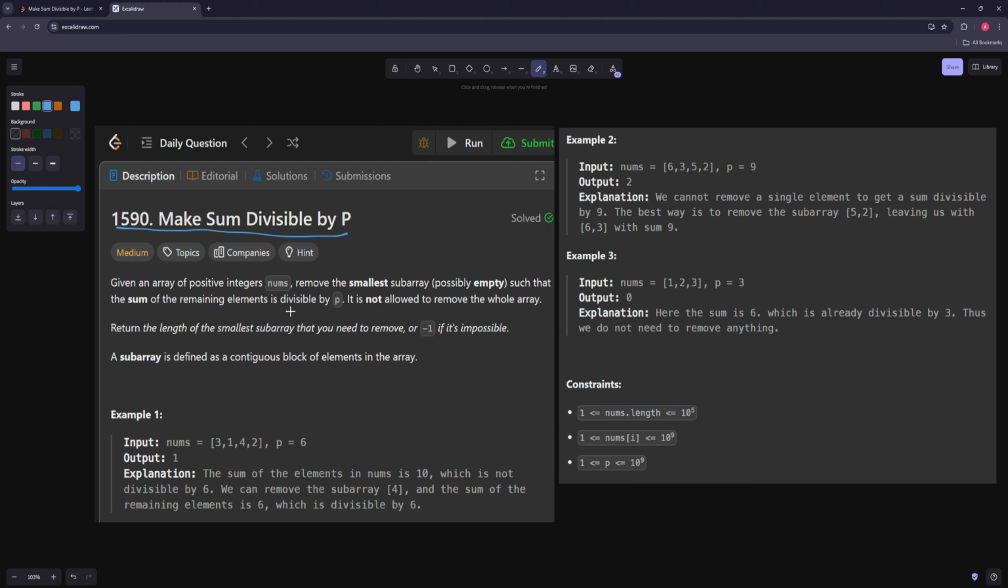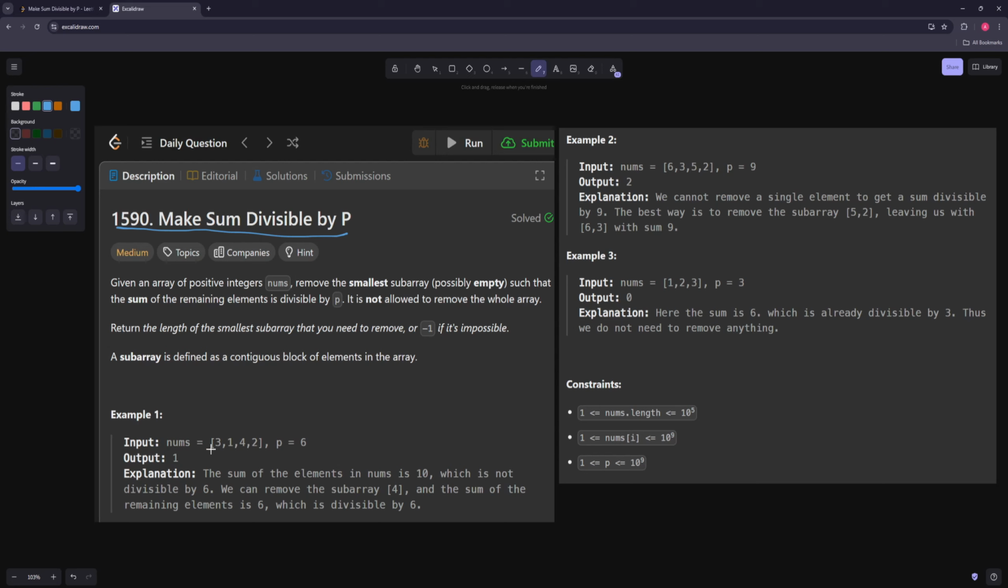In this one you have an array of positive integers and you want to remove the smallest subarray such that the sum of the remaining elements is divisible by p. It's not allowed to remove the whole array. Return the length of the smallest subarray that you need to remove. A subarray is defined as a contiguous block of elements within the array.